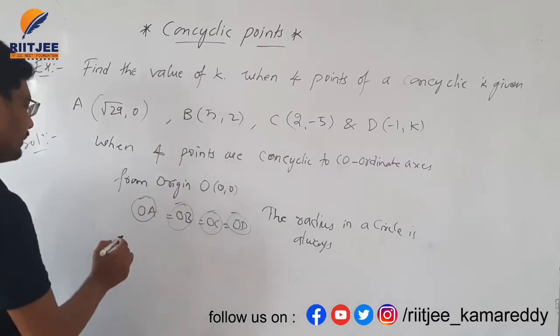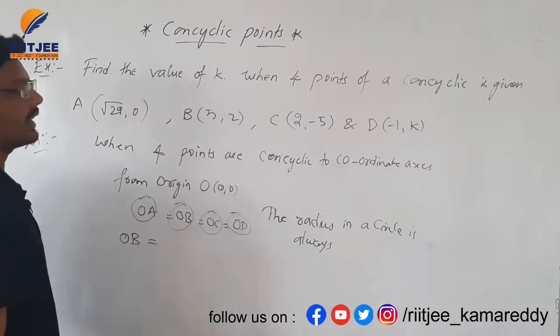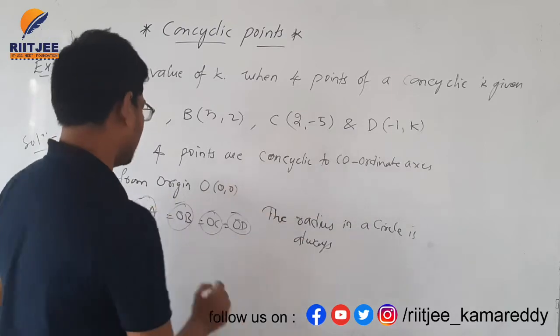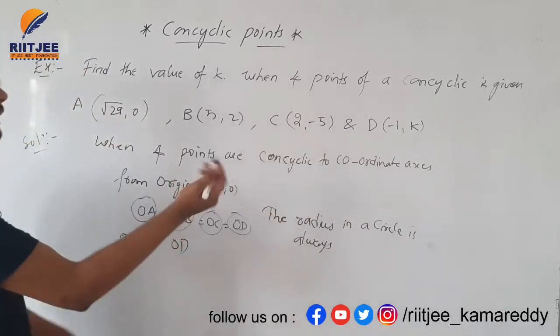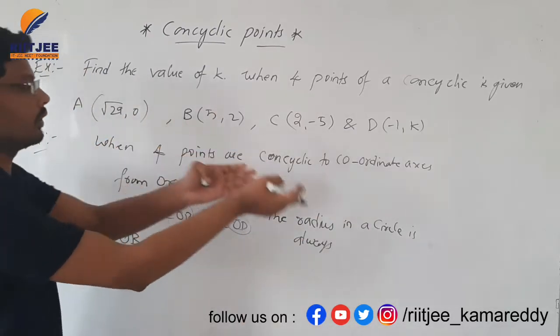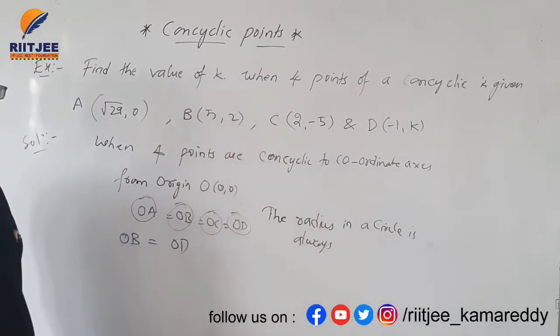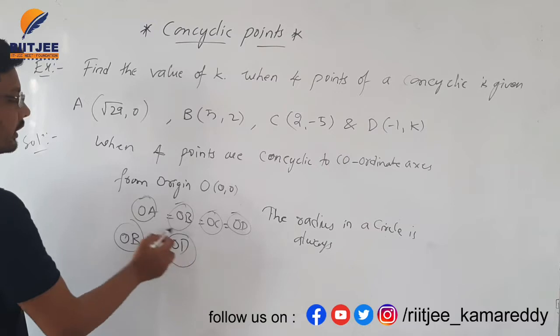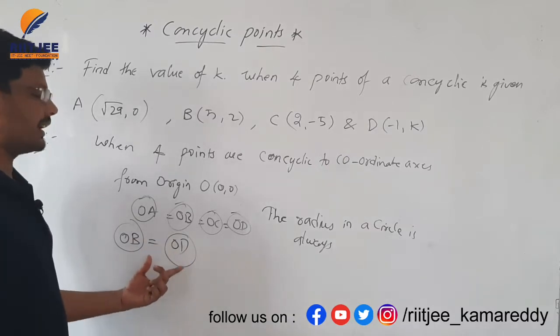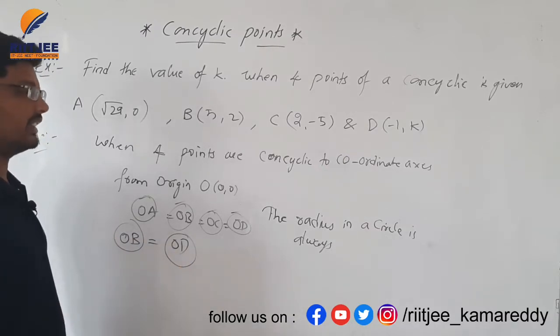Let's find OB and OD here. You can take OA, OD, or OC, OD also. You can take any one of the possibilities here. OB and OD both are equal. Why? Because they are radii. Radius in a circle is always equal.